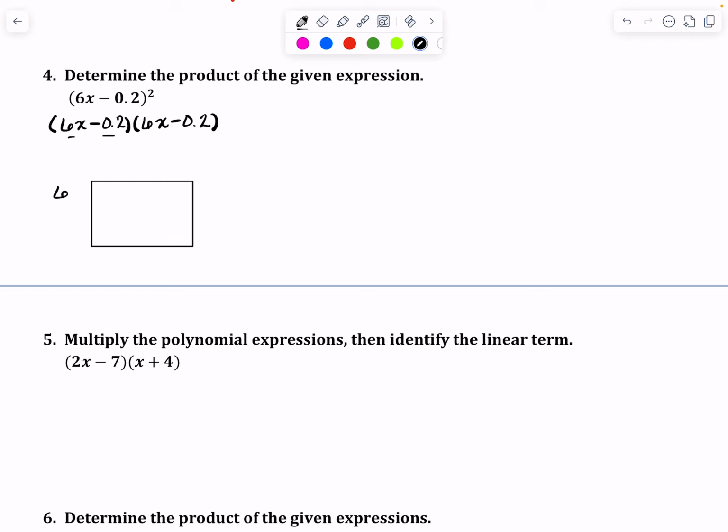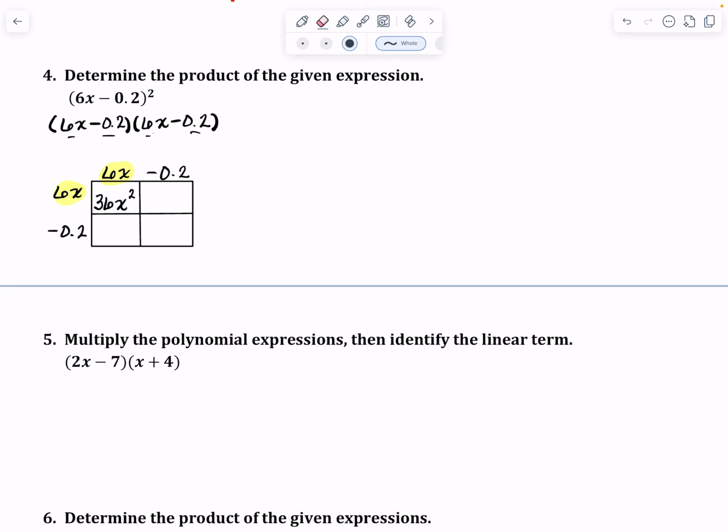So this first one, 6x minus 0.2. Then on top, 6x minus 0.2. And now I can see where to draw my boxes. Now again, like our multiplication table that we talked about, we are going to take the first one on the side, multiply it to the first one on the top. Multiplying means we add the exponents. 6 times 6 is 36. x times x is x squared.